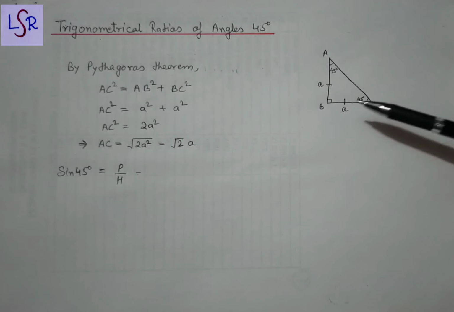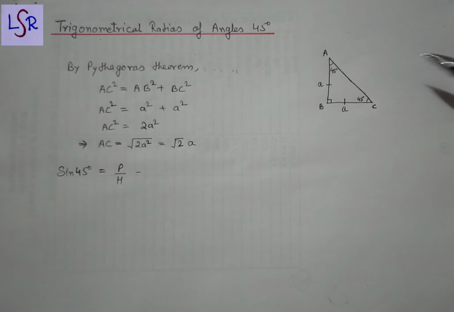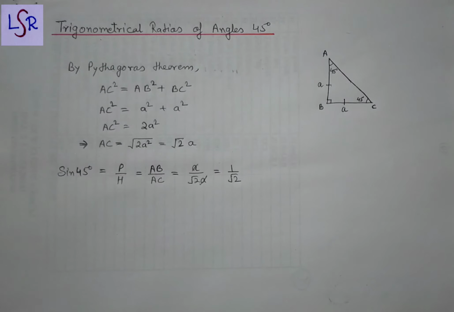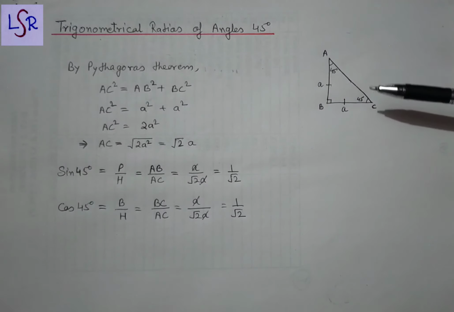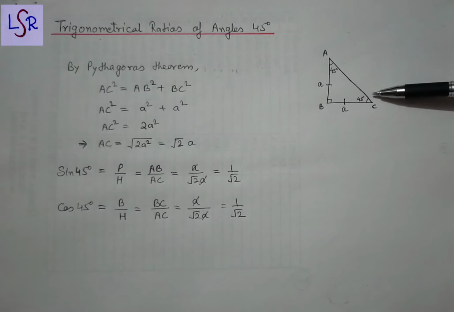Now for this will be a perpendicular and this will be a hypotenuse. So it will be AB upon AC. And we get the value of sine 45 as 1 upon root 2. Now take cos 45. Here it is base upon hypotenuse. For this angle 45, this side BC is the base and this AC is hypotenuse. Now this BC is A upon root 2A, and that is equal to 1 upon root 2.